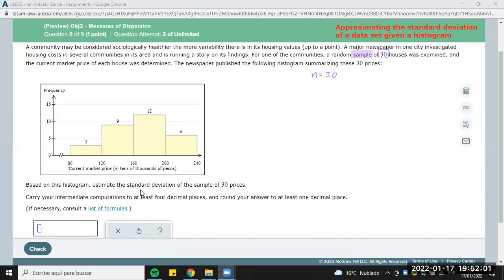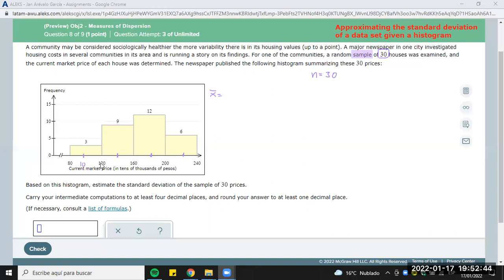Based on this histogram, estimate the standard deviation of the sample of 30 prices. Again, sample, keyword. All right, so first we need to calculate the mean because we're going to use it. This is pretty much like one exercise you did last week. If you have to calculate the mean of a set of information given in this way, you better calculate the mean of each of these ranges, because you really don't know if these 3 houses are worth 80 or 100 or 110. They are around 80 and 120.